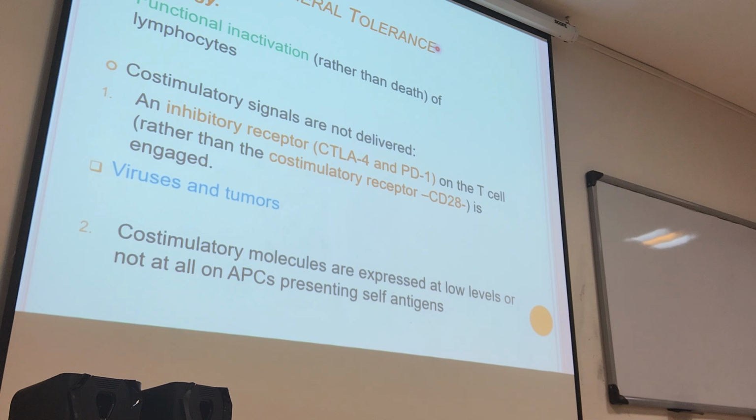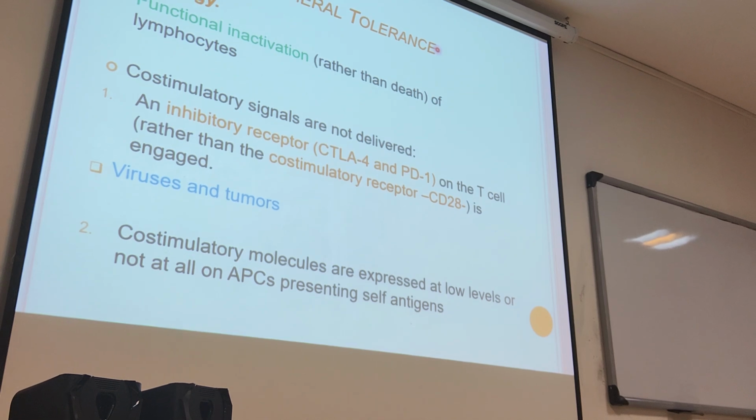Before tolerance, the regulatory T cells. Three steps: regulatory T cells, apoptosis, and the functional inactivation of T cells which are reactive against self-antigen, which is called anergy. Okay, so what is anergy?